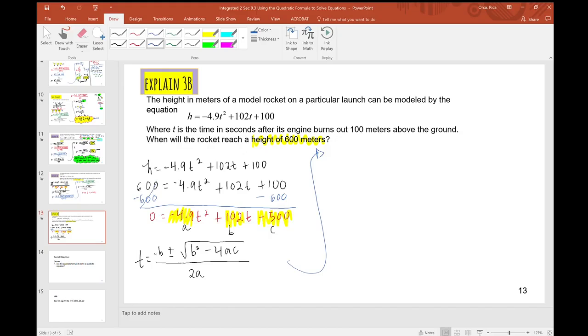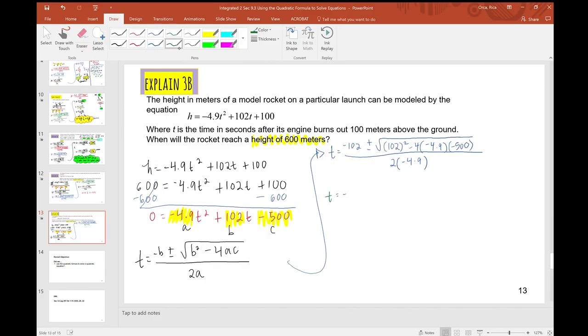Let's continue. T equals negative 102 plus or minus the square root of 102 squared minus 4 times negative 4.9 times c, which is negative 500, all over 2 times negative 4.9. Let's go ahead and simplify.